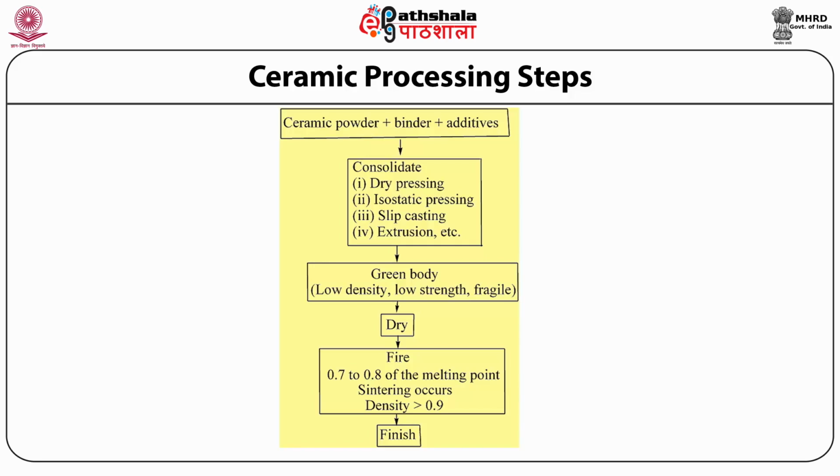In some cases, special techniques are also used to machine the body and to achieve the desired shapes. The properties of the final product depend on several factors, and these include the characteristics of the starting powder, additives mixed in the powder, green body preparation techniques used, and the firing conditions.